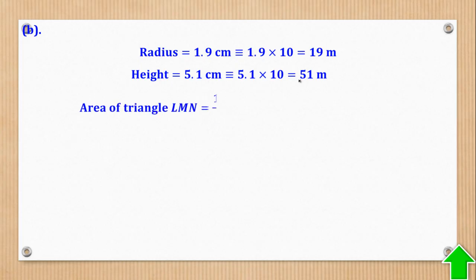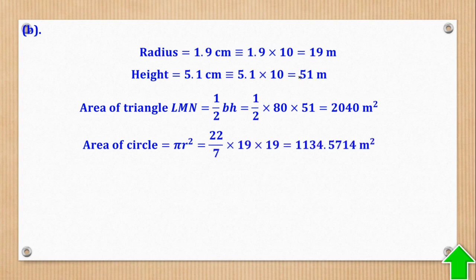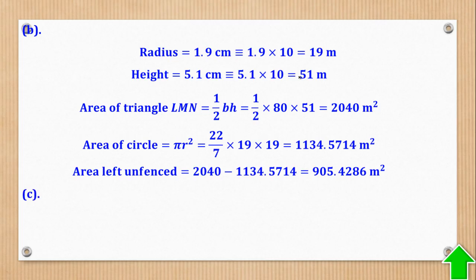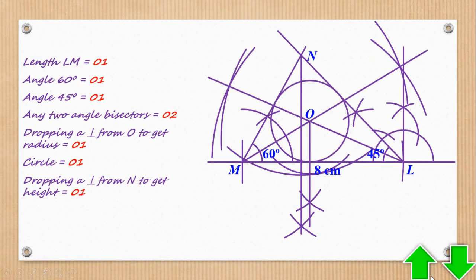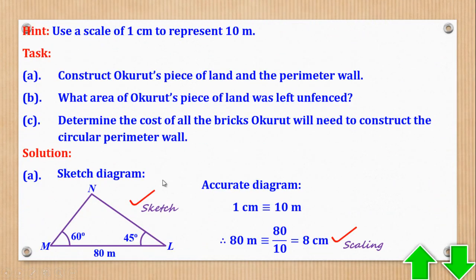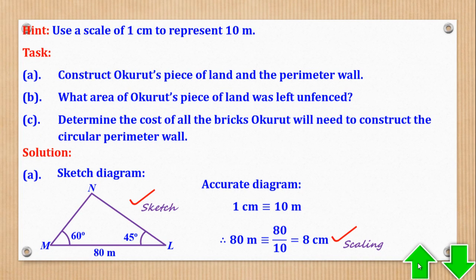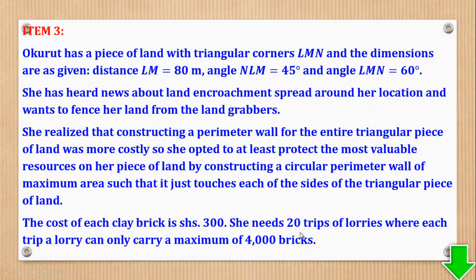Then now I can get the area of the triangle and also area of the circle, and then subtract the two to get the area left unfenced. And basically that's what they wanted in task B. What about task C? Task C, let me see what they wanted. Determine the cost of all the bricks Okrut will need to construct the circular perimeter wall. Remember, there were 20 trips and each trip had 4,000 bricks and each brick costed shillings 300.